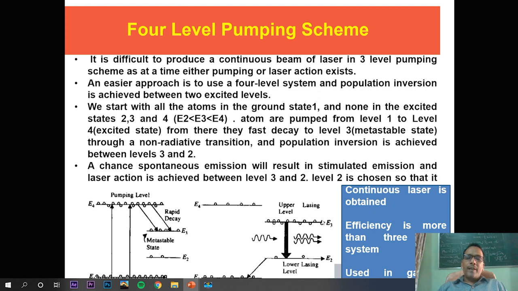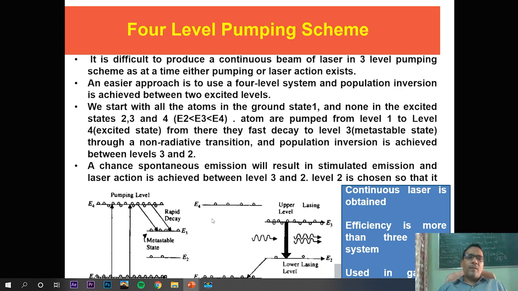It is used in gaseous lasers, and the three level system is used in solid state lasers. The two levels between which we get laser are known as the lasing levels. Here E2 is the lower lasing level, and E3 is the upper lasing level. In the three level system, E2 is the upper lasing level and E1 is the lower lasing level. So this is a four level pumping scheme.